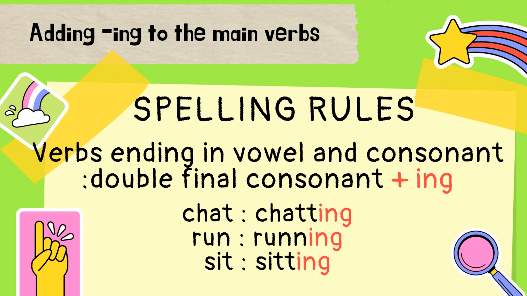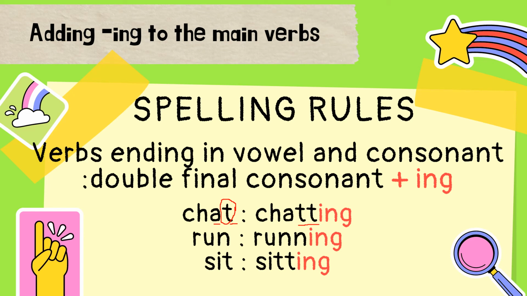add ing. What do we mean by verbs ending in vowel and consonant? For example, chat, A-T. A is a vowel and T is a consonant. So you need to double the final consonant. The final consonant is T, so you need to double the letter T. From chat, you add ing, and it will become chatting, C-H-A-T-T-I-N-G. This is what I meant by double the final consonant.